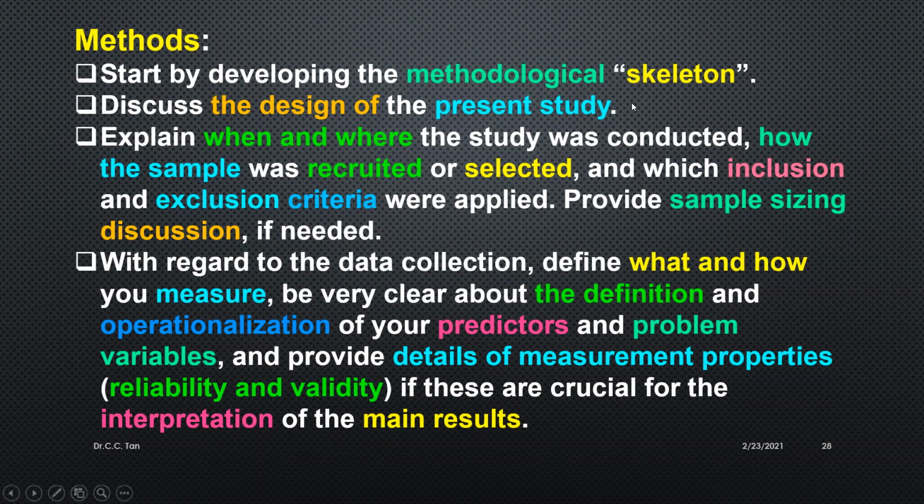All these are methodological skeletons that we need to discuss through the design. So we need to explain when and why the study was conducted, how the sample was recruited and selected, what should be included, and which samples should be included and which excluded. And sample sizing, for quantitative or for qualitative representation, that can help you build theories, maybe theoretical saturation sampling or whatever. With regard to data collection, define what and how you will measure.